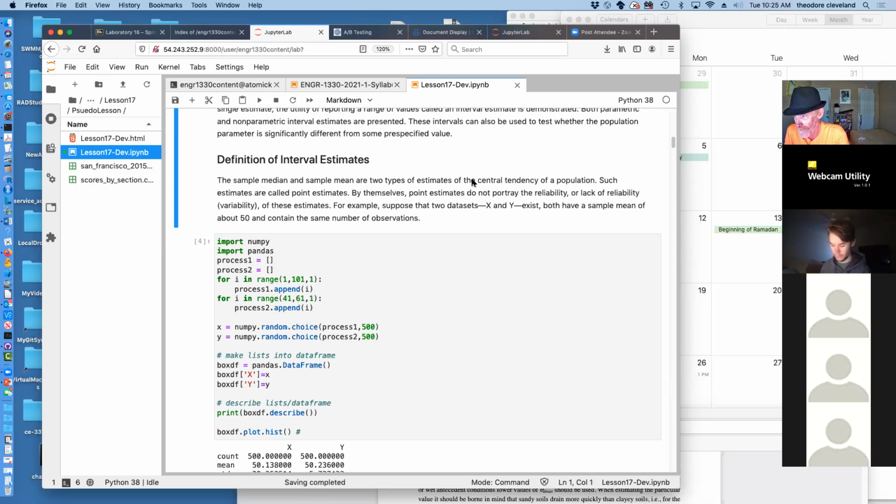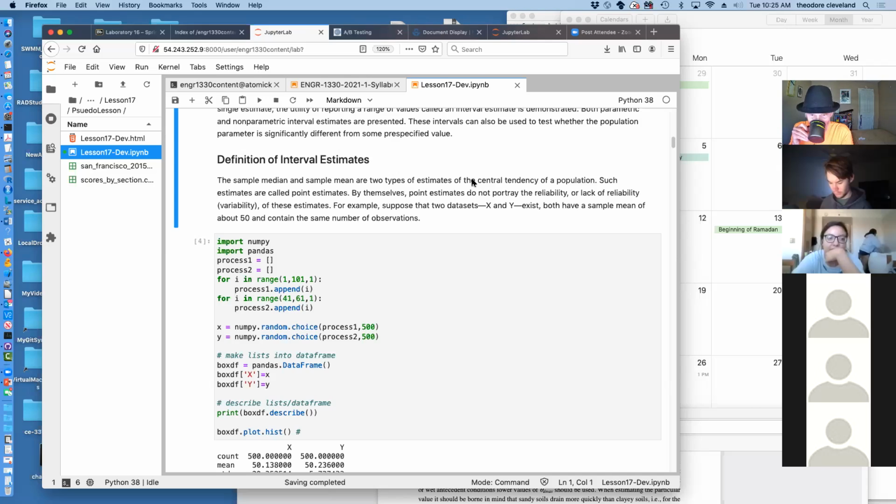The number in the middle? Not bad. That's a good start. The number in the middle of what? It's the 50th percentile. The 50th percentile of what? Of the sample.